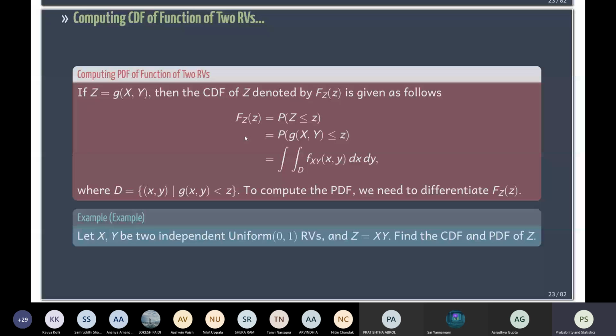Now let us see an example for this. So x and y are uniform, and z is x times y. Find the CDF and PDF of z. I think I'm running out of time now. It's 10:27, so I will stop here. I'm almost done with continuous PDFs, and then I will go to covariance and correlations, and then multiple random variables in the next class.